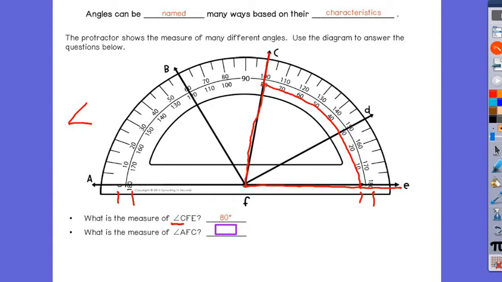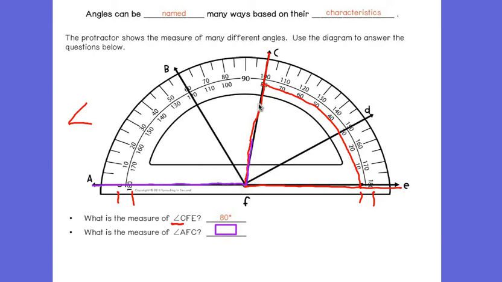Okay, the next question, what's the measure of AFC? A, F, and C is here. So now this line is over to the left. Am I going to use the top set of numbers or bottom? Top. Top starts with 0, and that goes to what measure? 100. So AFC is 100 degrees.